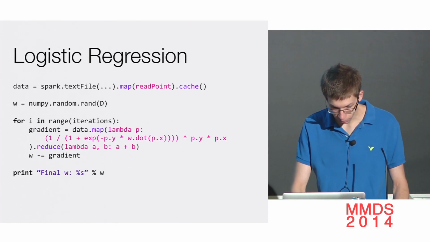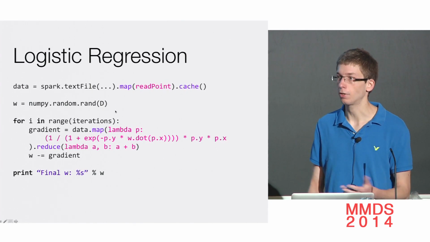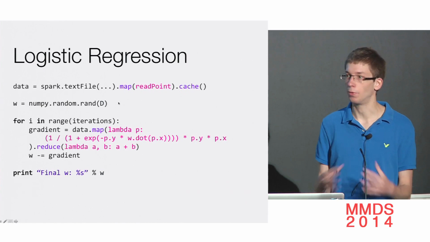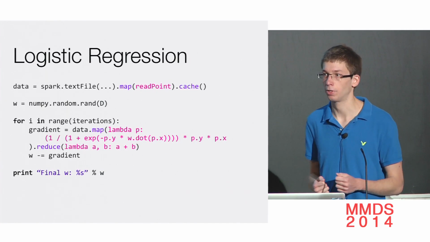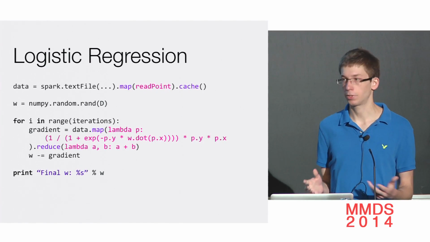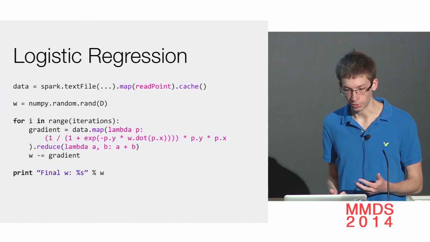So in logistic regression and in these kind of algorithms, we basically have a data set, a bunch of vectors, and we want to keep running this parallel sum over them, essentially, and getting back a result. So it makes a lot of sense to cache the data set into memory across the cluster and reuse it, because we keep doing sums over the same data set.